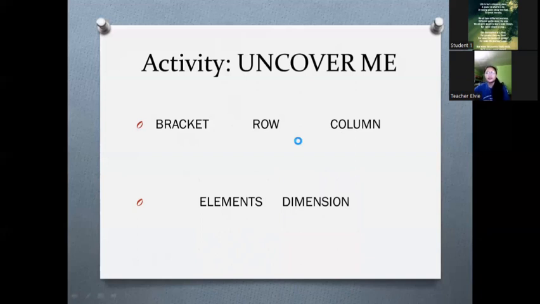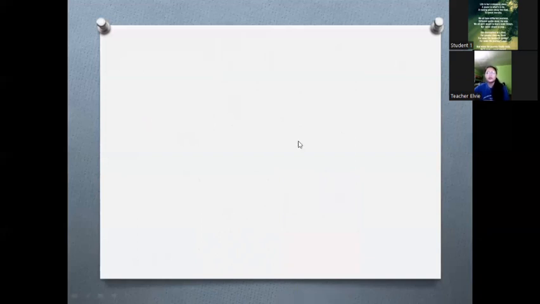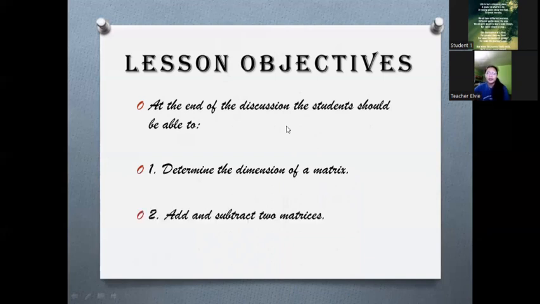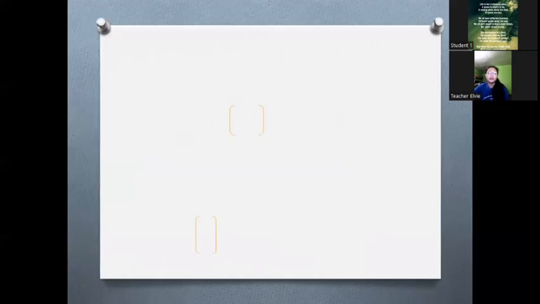So next, we will start our lesson objectives. At the end of this discussion, the student should be able to determine the dimension of a matrix, to add and subtract two matrices. You are also expected to multiply a matrix by a scalar.